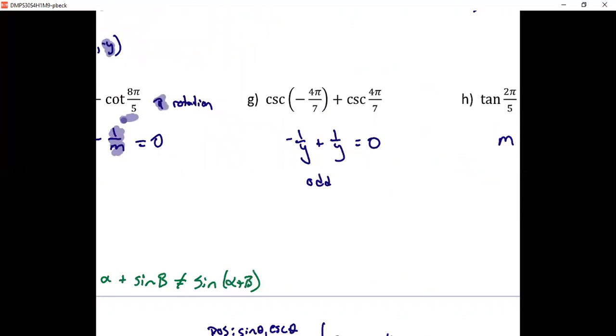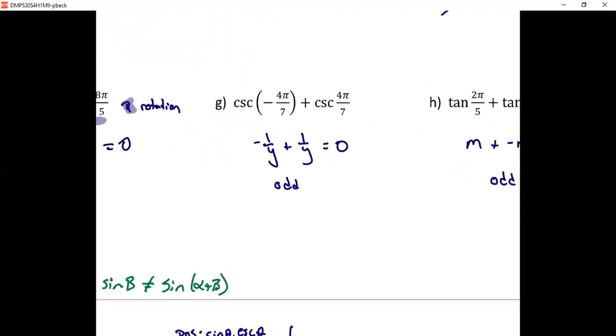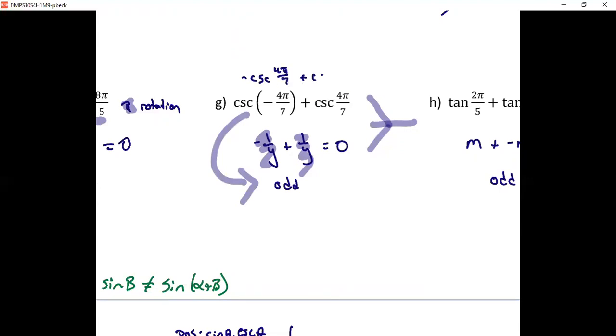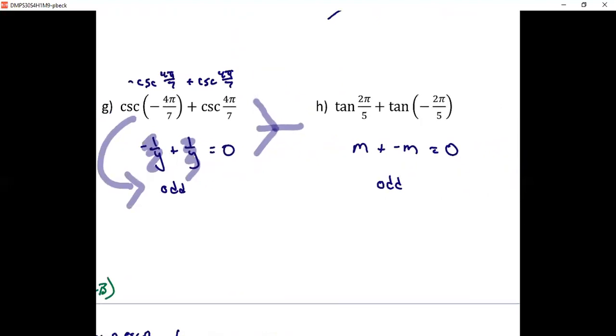For G, the same sort of scenario. You have -4 pi over 7 and you have +4 pi over 7. We don't know those angles, which tells us it's the geometric relationship. So we have that negative y value and that positive y value, reciprocate them and add them together to get 0. You could also look at this as an odd function. So this is the negative cosecant of 4 pi over 7 plus the cosecant of 4 pi over 7. That shows that we really don't care what those values are because they're going to be opposites and they add up to be 0.